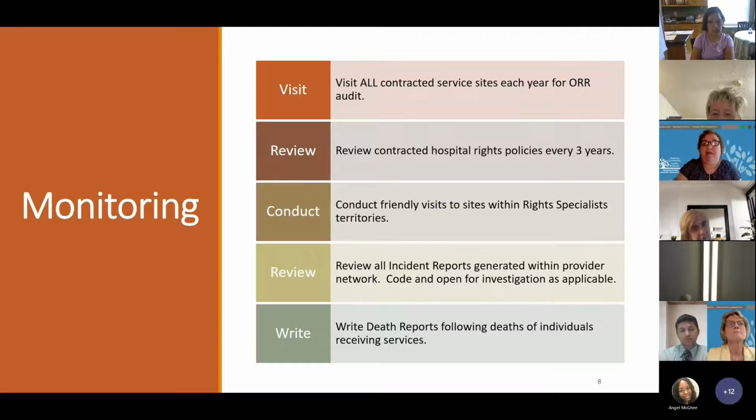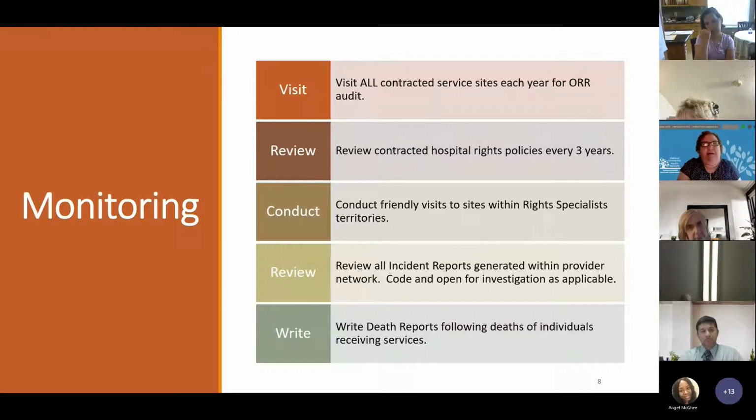So moving on, our second responsibility has to do with monitoring. And monitoring has a number of things that come with it. So one of the things that we, meaning OCHN, because we work with our quality management team, do is visit all contracted sites each year. And as part of that contracted site review, they do an ORR audit to make sure that postings are up and that staff were trained, and all kinds of other things. So they're out there visiting, and then they report back. Vicki and I get a report monthly on what they've done.